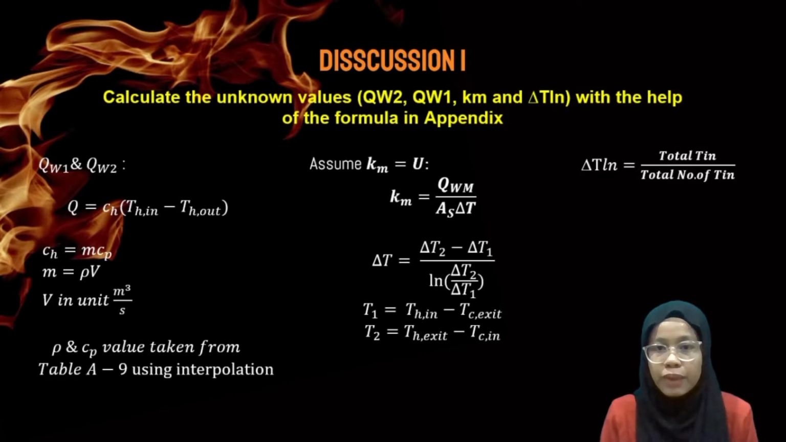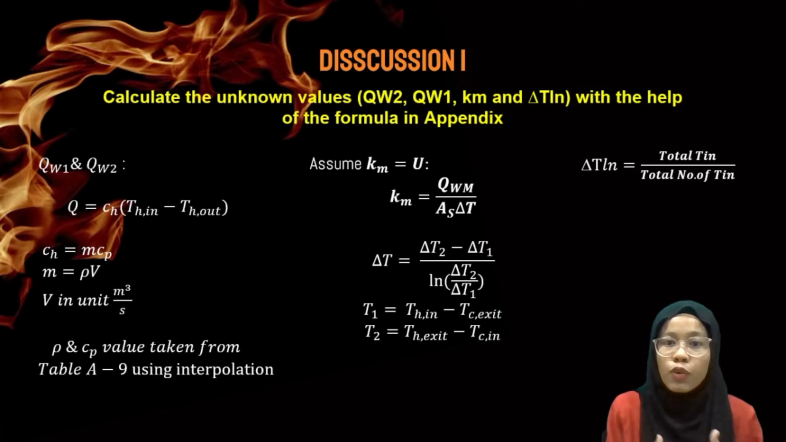Next, for the km, we assume that km is equal to U because they have the same unit. So, for the formula, we use km equal to QWM over AS multiplied with total T. QWM is actually the mean of Q1 and Q2. Meanwhile, for the AS, we use the value from the heat exchanger PDF, and for the total T, we use the formula of total T2 minus total T1 over ln open bracket T2 over T1 close bracket.